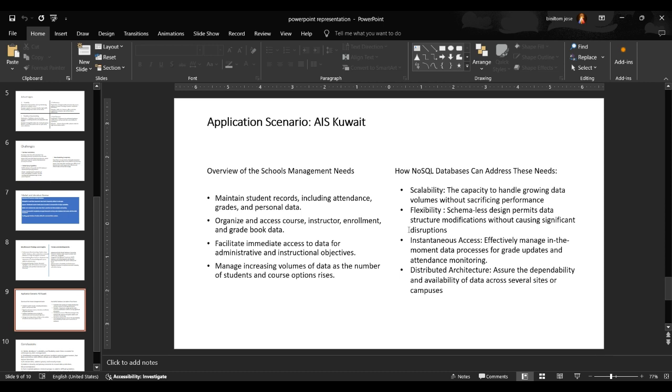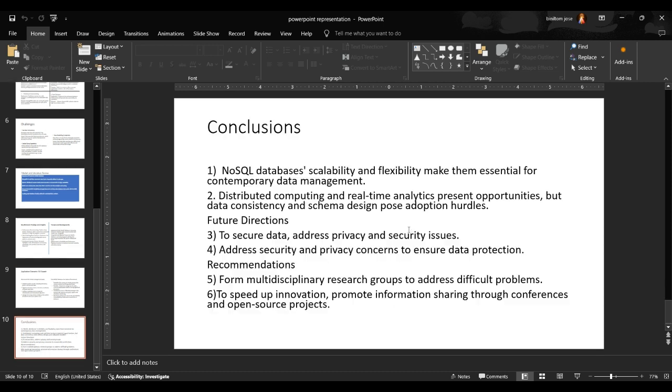So how can NoSQL help? As I mentioned earlier, all these advantages help the school because it helps us scale things. It will be flexible, there will be instantaneous access, and a distributed architecture can also be found. So a lot of things can be changed by moving from a relational database to a NoSQL database, and a lot of things can be offered by a NoSQL database.